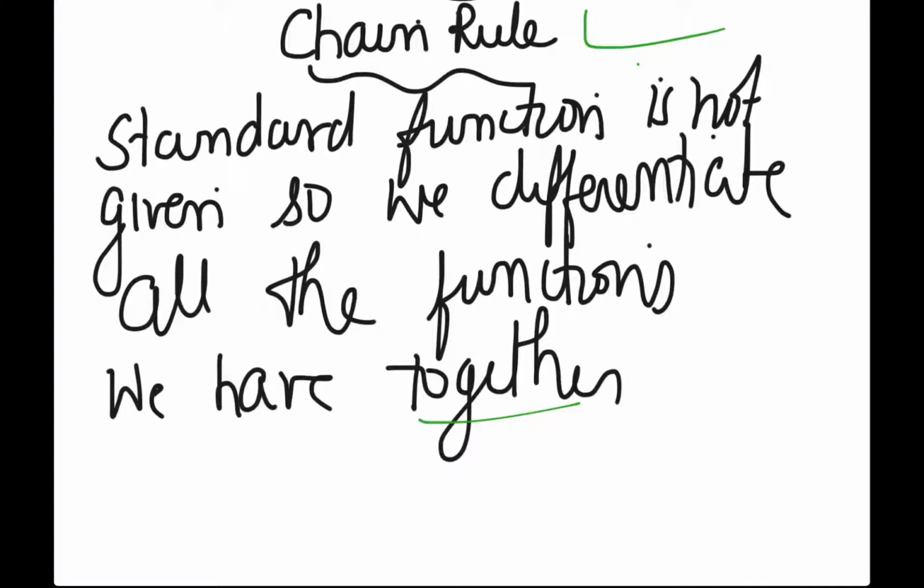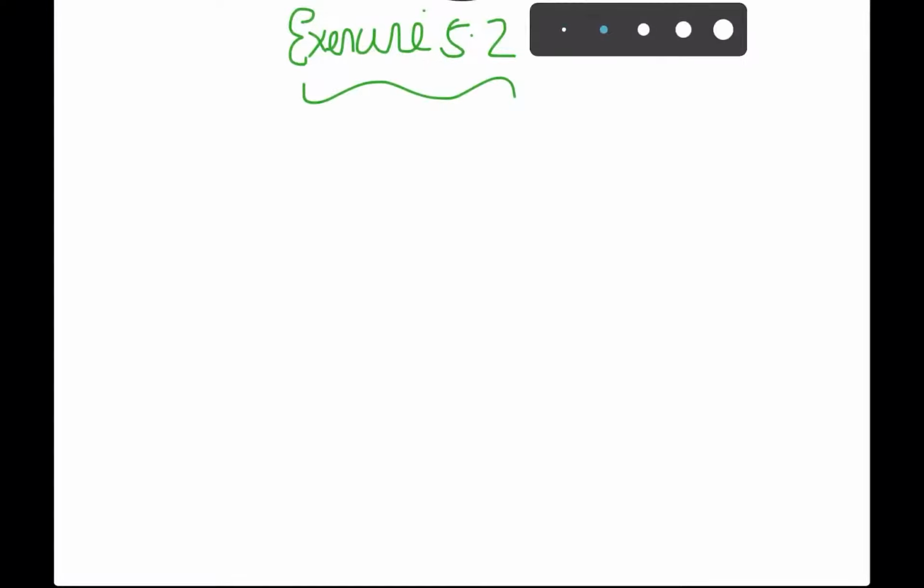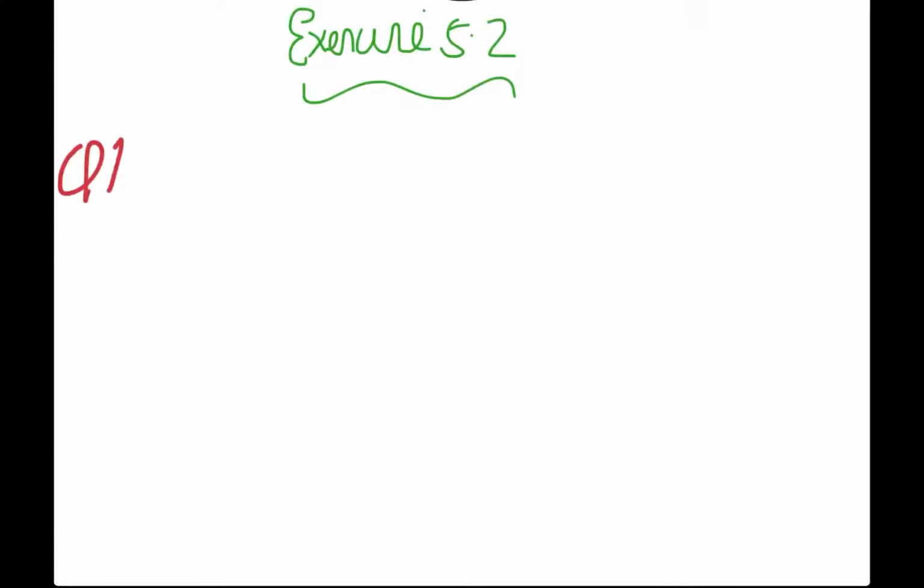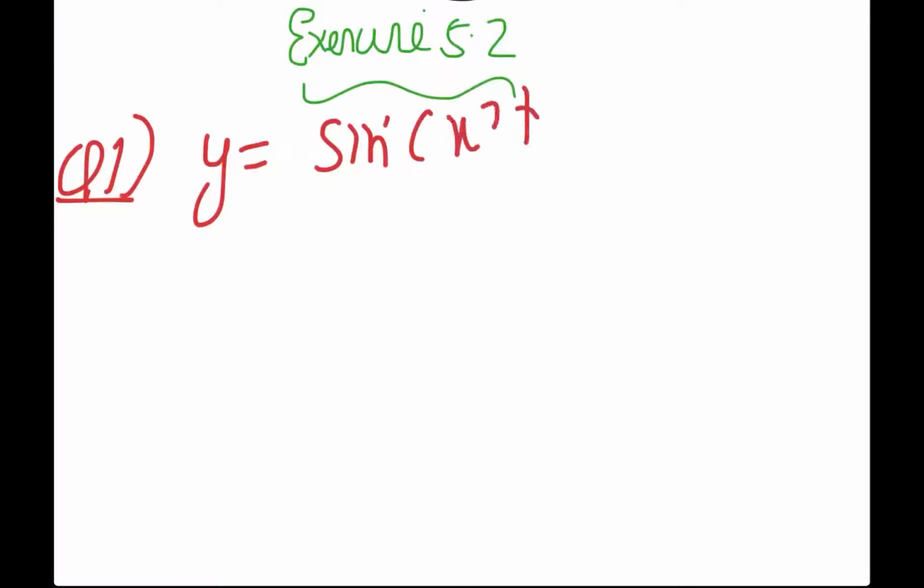So let's take them up with some questions of your exercise 5.2 of class 12, continuity and differentiability. So we are taking up exercise 5.2. Okay, so let's get started with the questions. The first question I want to take up from chain rule is question number 1, which states: differentiate the function y is equal to sine of (x square plus 5).